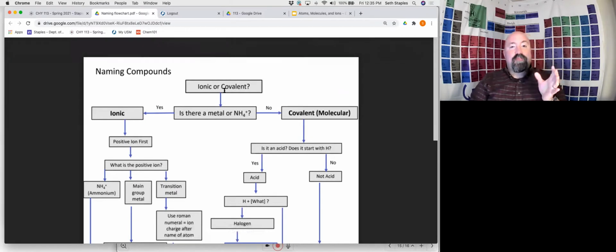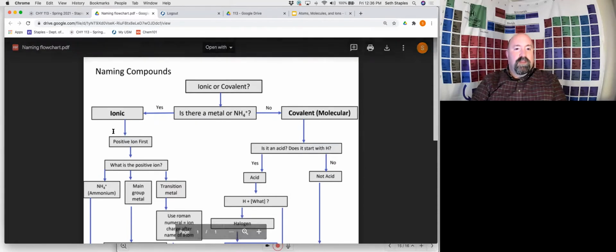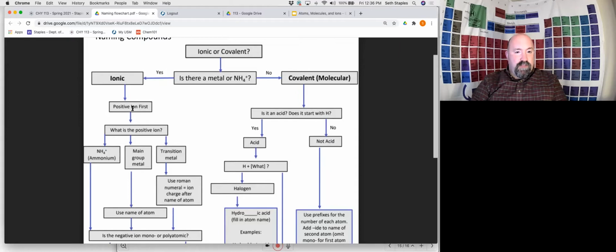And so the first thing that you have to do, if you're presented with a question that wants you to name a chemical compound, first thing to do is ask yourself, okay, is this an ionic or a covalent compound? To answer that, say, well, is there a metal there? Is there any metal present? Or the NH4 ammonium ion? If any of those are present, then yes, this is ionic. So we're going to name with our positive ion first.